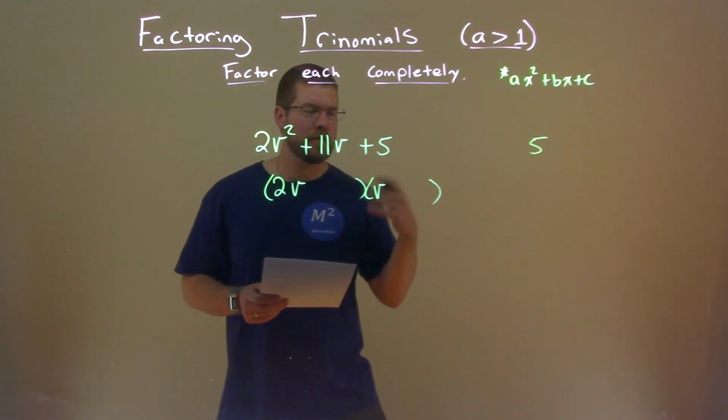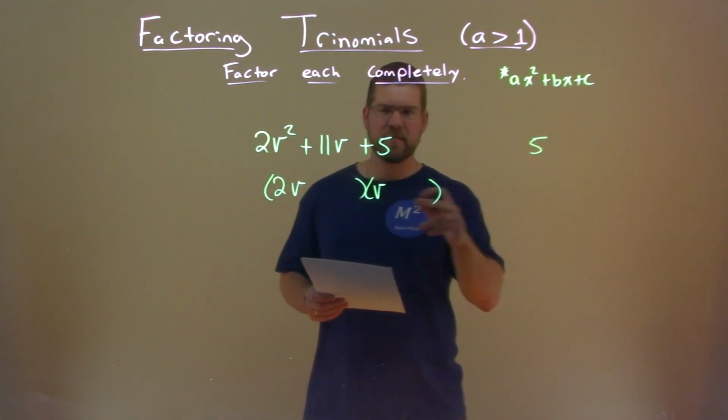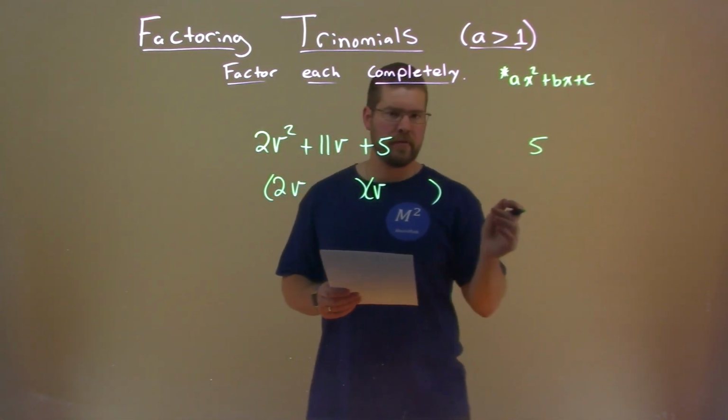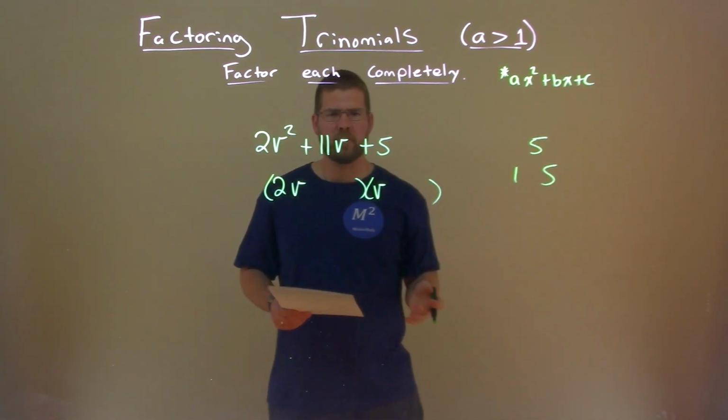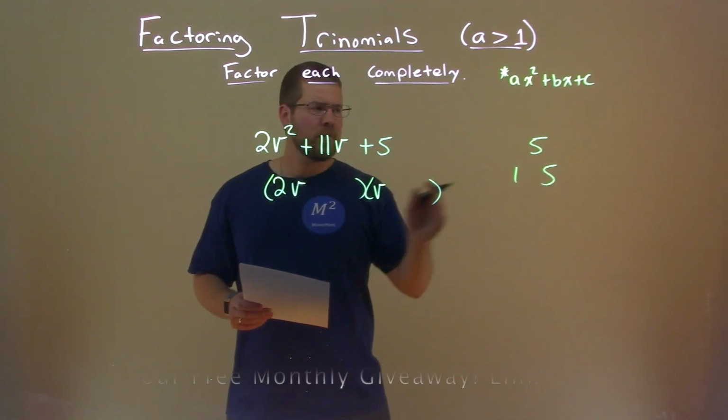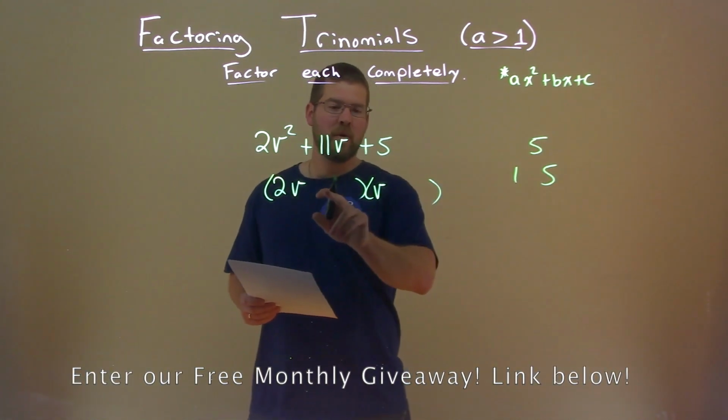We then look at the c value, which is 5. We have to find what two numbers multiply to be 5. And since the b value is positive, they're both going to be positive. And that's just 1 and 5, or 5 and 1. Order doesn't really matter right now. So once I have that list, it's only 1 and 5, so they have to be here.